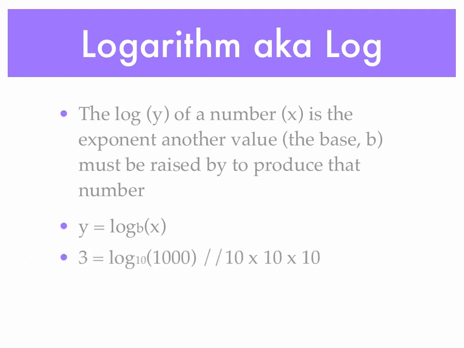So if I am looking for log base 10 of 1,000, my answer is 3, because 10 has to be raised to the third to produce 1,000. 10 times 10 times 10. If I'm looking for log base 2 of 16, my answer is 4, because 2 has to be raised to the fourth to produce 16. 2 times 2 times 2 times 2. That's a logarithm.